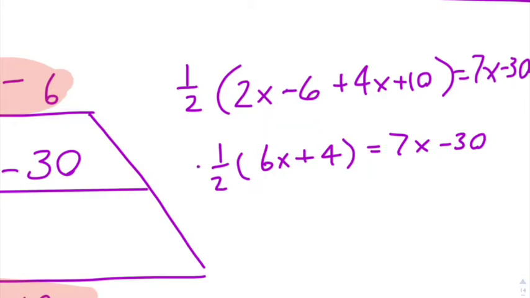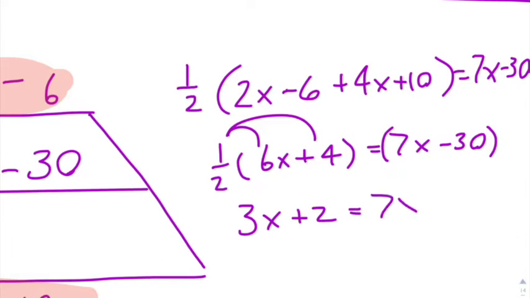So if you want to get around distributing, you could also multiply by 2 over 1 to cancel that out. But then you have to multiply the whole entire right side by 2 as well. So that's one technique you could use to get out of distributing the 1/2. Now it does work out to where it comes out clean, so I'm going to go ahead and do that. So you're going to have 3x plus 2, and then equals 7x minus 30.